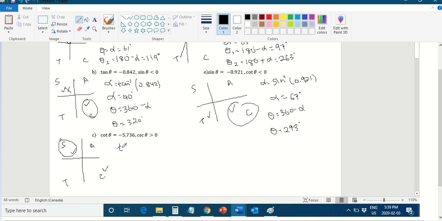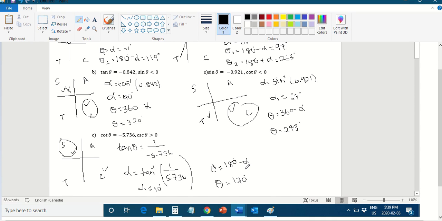So in order for us to find alpha first, we will write tan theta equals the reciprocal of this number. Then we will say alpha equals tan inverse. We always take positive when we find alpha, so 1 divided by 5.736. So it will be tan inverse 1 divided by 5.736. We get 9.889, so that's roughly 10 degrees. So alpha here is 10 degrees. Because we are in the second quadrant, theta will be 180 minus alpha. 180 minus 10 degrees will end up giving us 170 degrees.